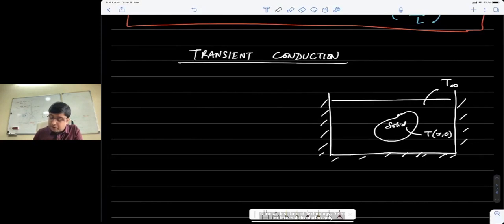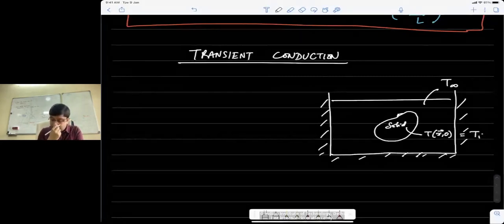So that means temperature at x, or I should say x vector. I should not say x. So temperature at all points at time T0 was, let's say, Ti, and let's say Ti was more than T infinity.